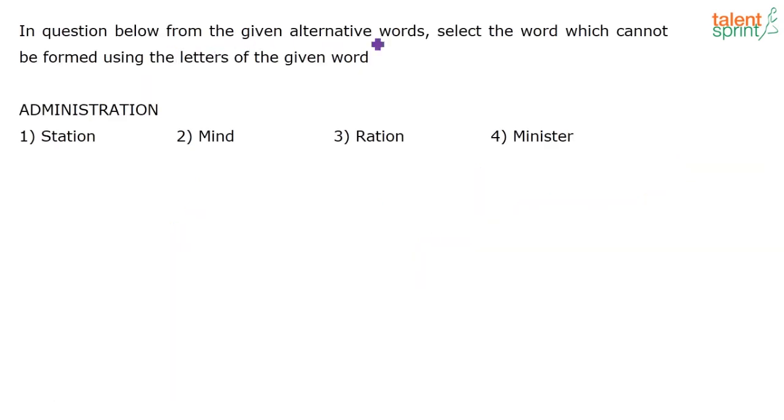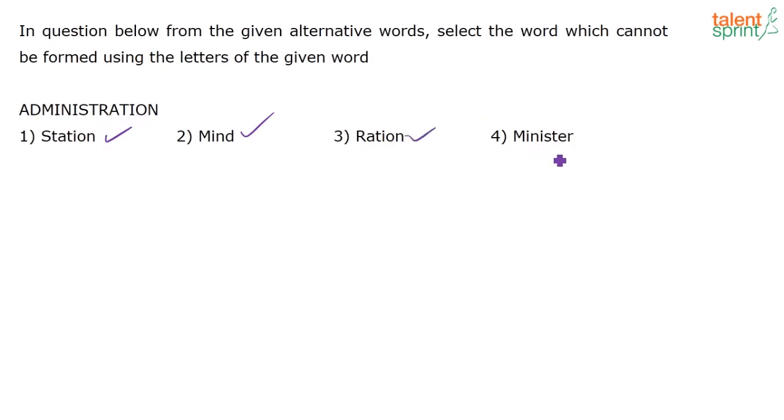In the question below, from the given alternative words, select the word which cannot be formed using the letters of the word administration. So what is asked in the question? There is a word called administration. Now from this you have to find the word which cannot be formed using these letters. Now station, S-T-A-T-I-O-N, all the letters are there, this can be formed. Now mind, M-I-N-D, M is there, I is there, N is there, D is also there. So this word can also be formed. Similarly, ration, R-A-T-I-O-N, this word can also be formed.